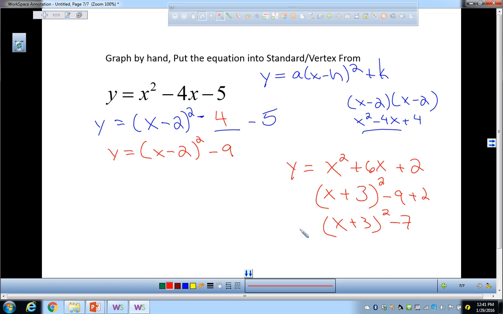When I rewrite my equation like this, I'm adding something. I can't just add something to one side of my equation, so I need to take it back away to keep my equation the same. And so that's called completing the square.